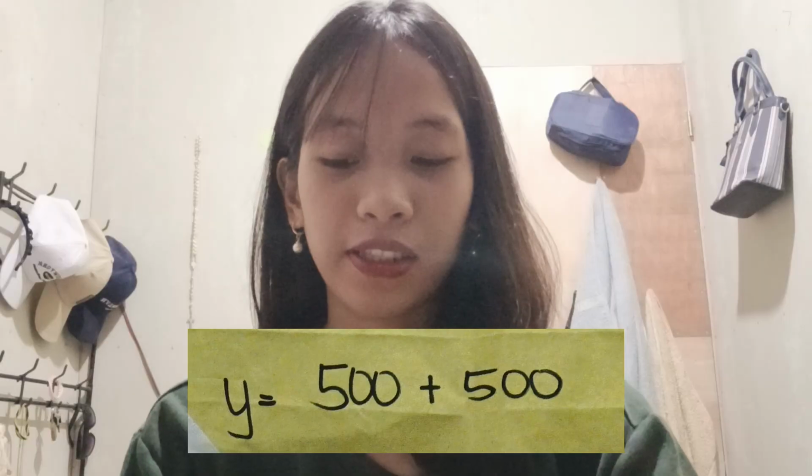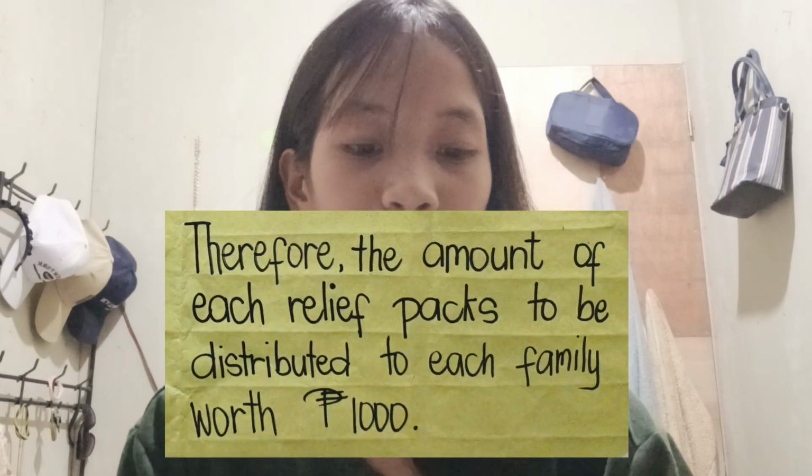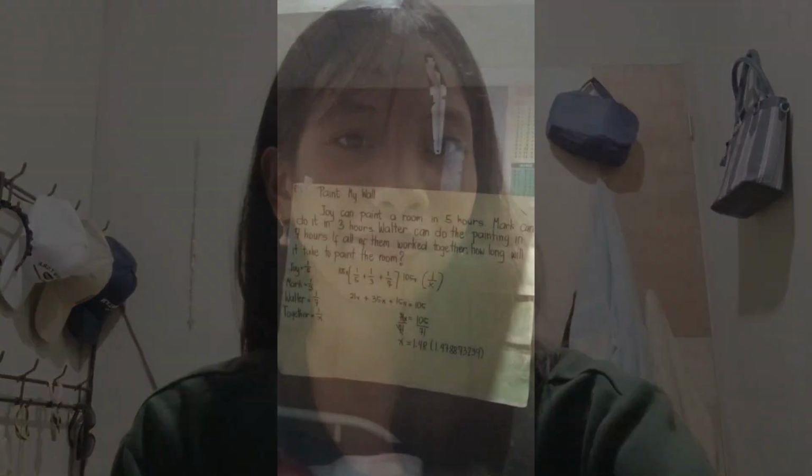So first, we divide 100,000 by 200. So we have here 500, then we copy the plus 500. So we have y equals 500 plus 500. So we're going to add them. So our final answer is 1,000. y equals 1,000. So our example is a problem solution. So we are going to have a conclusion. Therefore, the amount of each relief pack to be distributed to each family is worth 1,000 pesos.